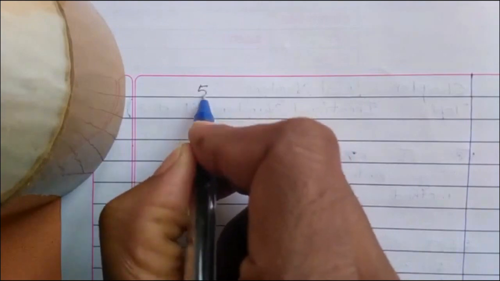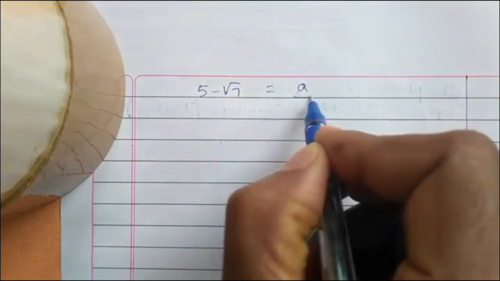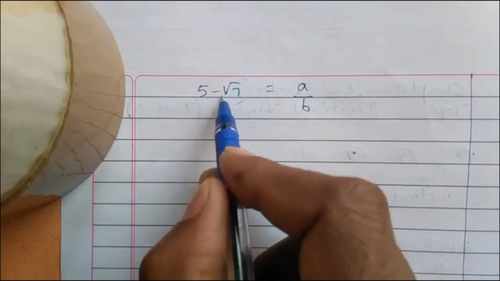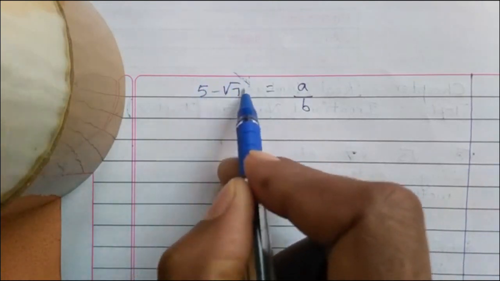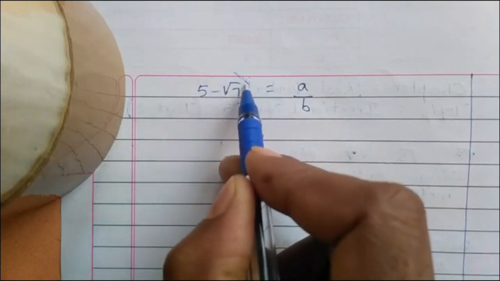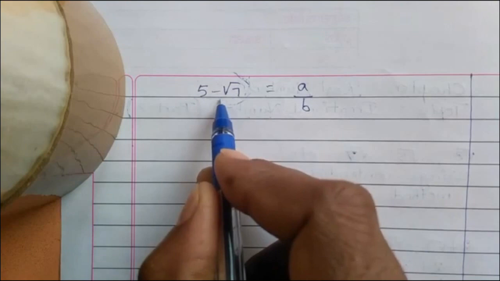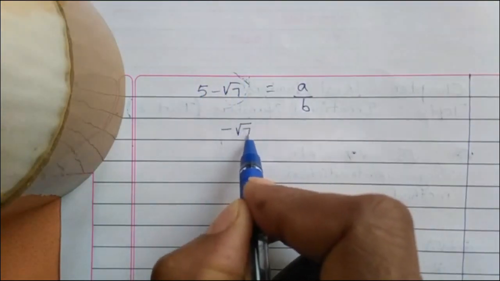In the same way, if you want to prove 5 minus root 7 is an irrational number, assume it equals a by b. Here root 7 is an irrational number, but the question is to prove that 5 minus root 7, the whole thing, is an irrational number. We know that root 7 is an irrational number. So what do we have to do? Isolate this root 7 and shift the 5 to the other side.